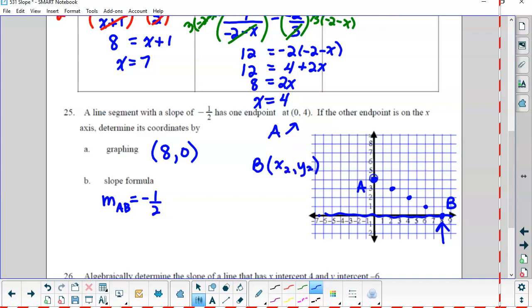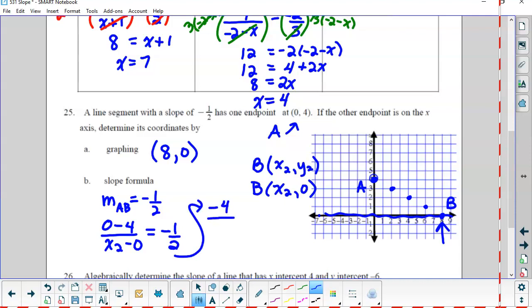That's too many unknowns, right? We need to know one of these. Well, if we're told that it's on the x-axis, what's the y value? 0. So really, B is x2, 0. So now our slope of AB is y2, which is 0, minus y1, which is 4, over x2 minus 0 equals negative 1/2. So if I simplify that, I get negative 4 over x2 equals negative 1/2.